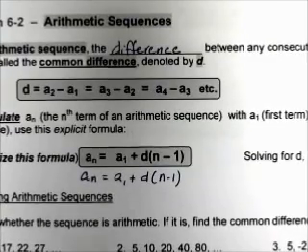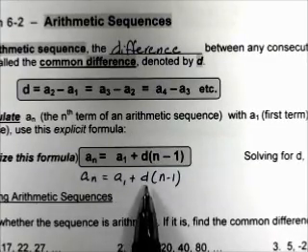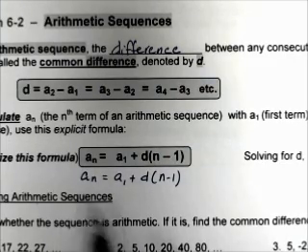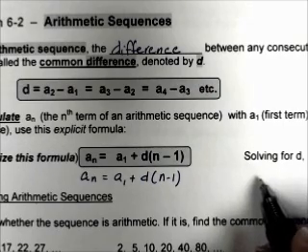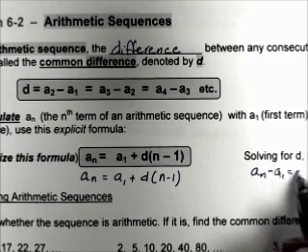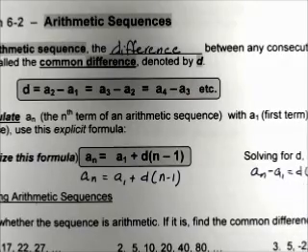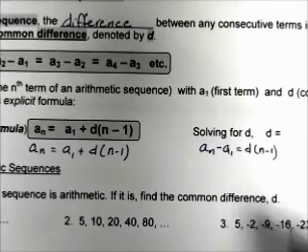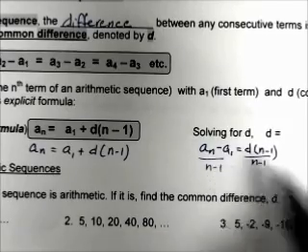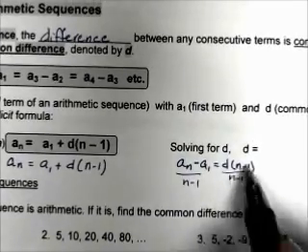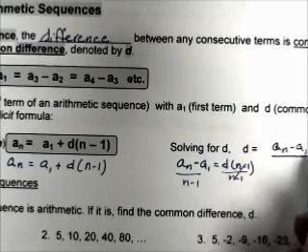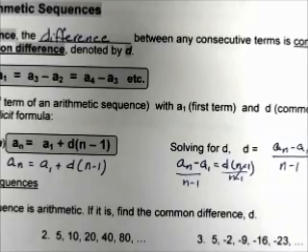Solving for d, if we were to take this formula and solve it for d, well, the first step would be to subtract a1 from both sides. So we would have a sub n subtract a1 equals d times n minus 1, and then divide by n minus 1. And we have d is equal to a sub n minus a sub 1 divided by n minus 1.